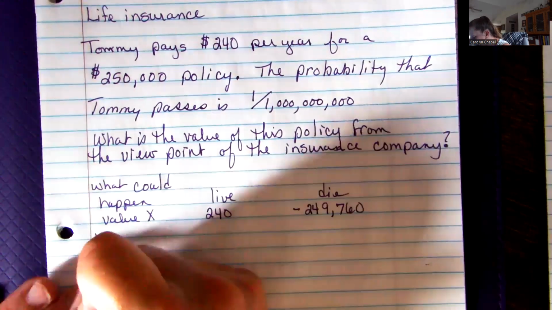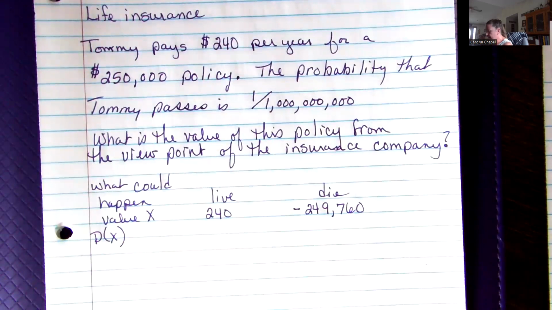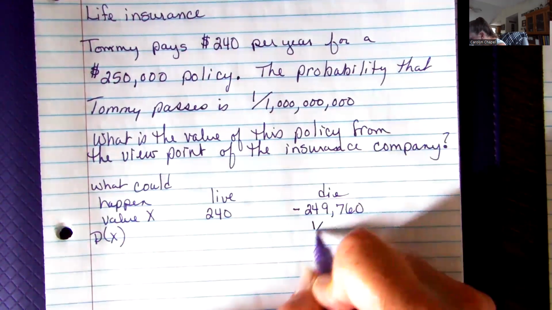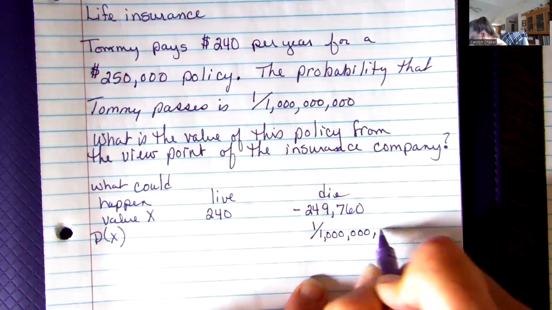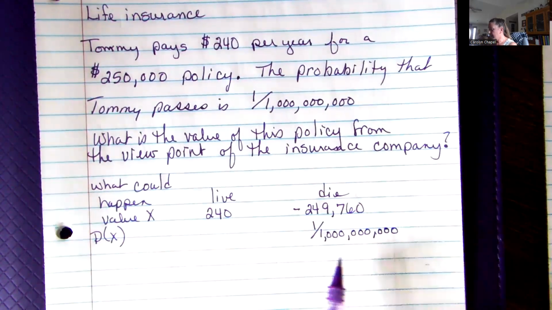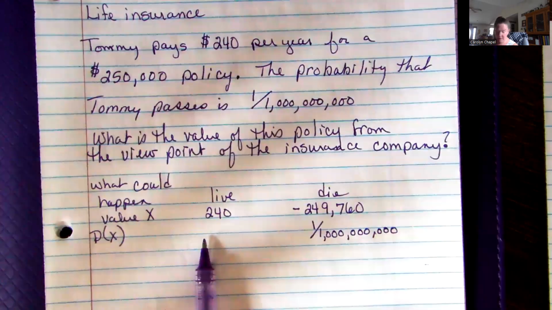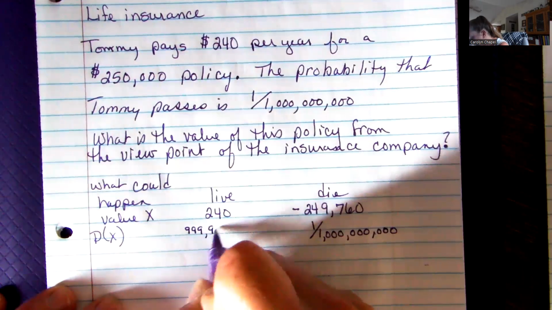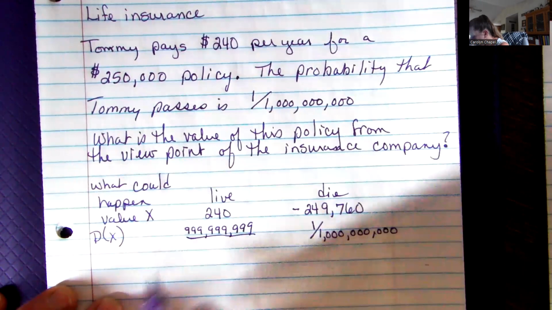Now, the probability of these things, well, I do have the probability that he passes is 1 out of that very, very, very large number. Okay, but then so the probability he survives is all the rest of them. That's a lot of nines. Over.